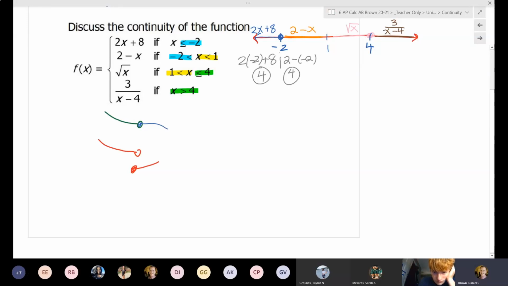Those two numbers are the same, so I have two options here. We know they're meeting up together, like this example over here. And we need to figure out, do they meet and is it continuous, or do they meet and there's a hole in the middle? What option do we have at -2?